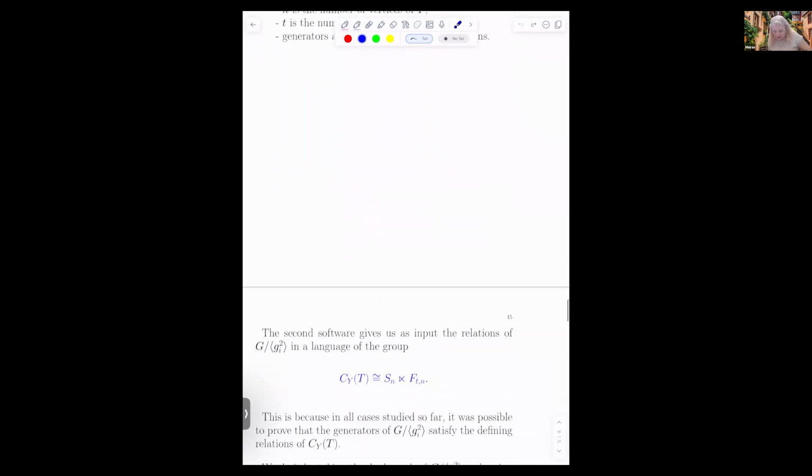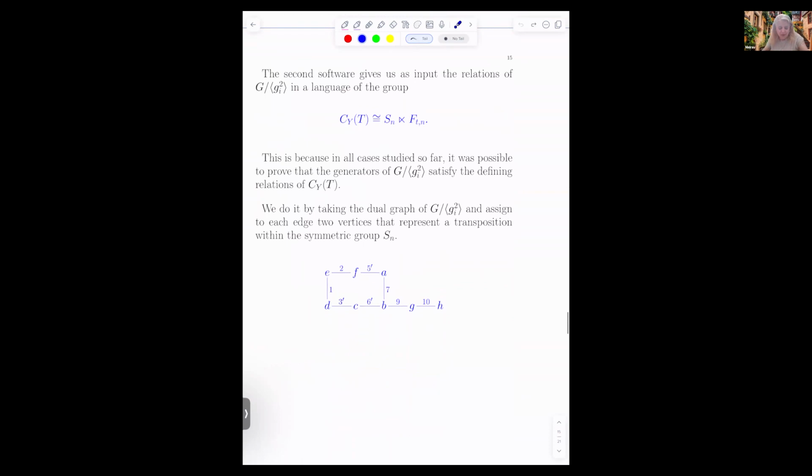Okay, so the second software that we constructed gives us as an input the relations of our quotient, by the language of CYT. There is like a correspondence between our quotient to this CYT in the language of this semi-direct product. Why? Because it's convenient to work with symmetric groups. Okay, and why are we allowed to use them? Because in all the examples till now, it worked out. It worked very, very good.